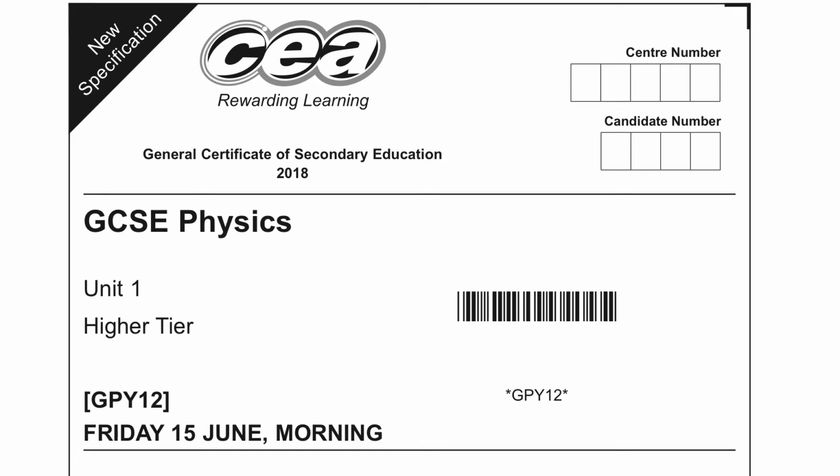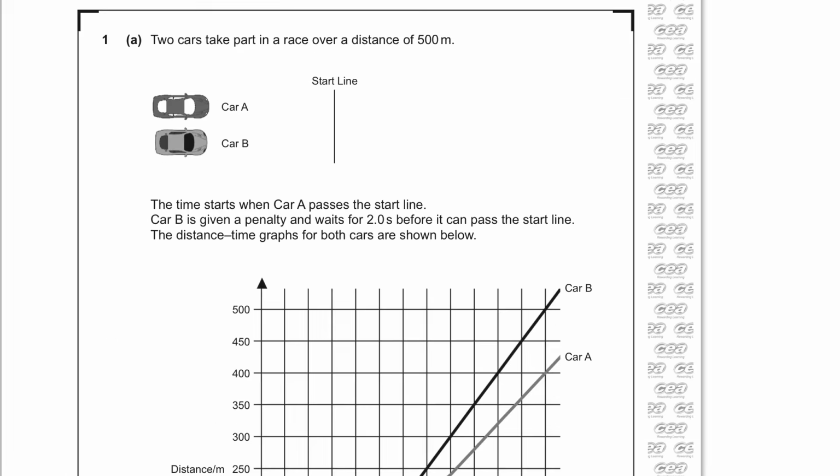So here we go with GCSE Physics from CCEA, Unit 1, 2018. This is the new specification. 1A. Two cars take part in a race over a distance of 500 meters.